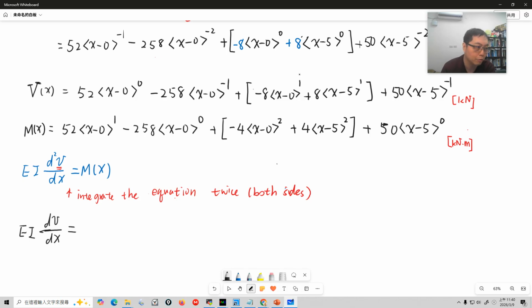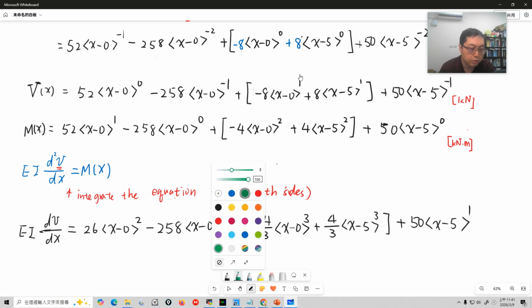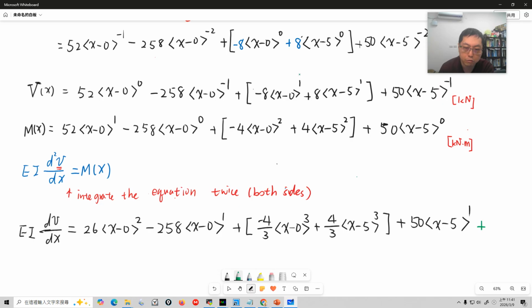It's the typical integration rule, right? The power goes up by one, and we divide by the new power. So this will be minus 4 over 3 times (x minus 0) cubed plus 4 over 3 times (x minus 5) cubed, and the last one is 50 times (x minus 5) to the power 1. And here we need to put an undetermined constant called C1. After doing integration, you have an undetermined constant, right?